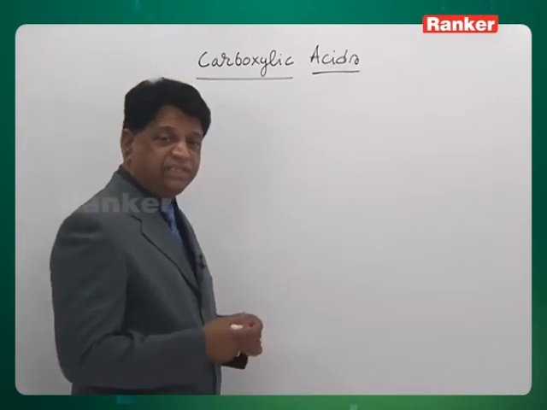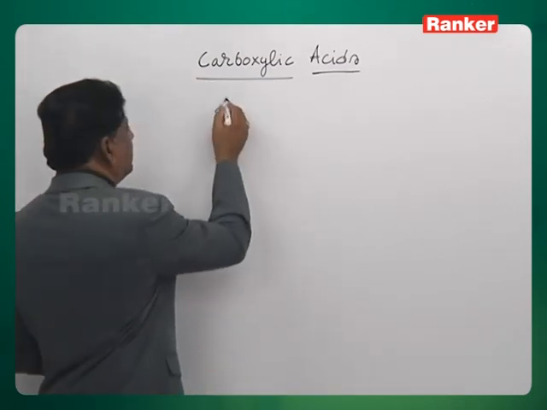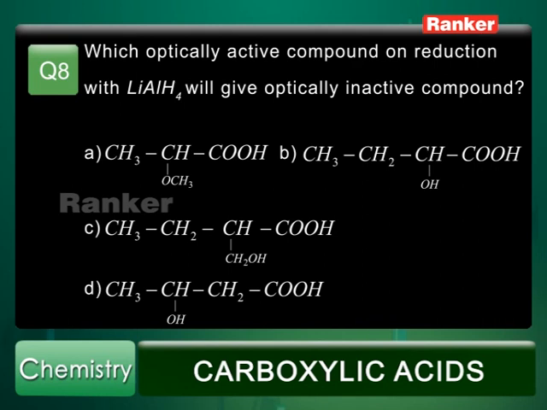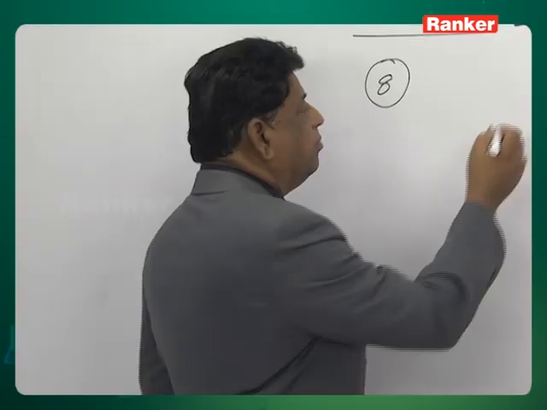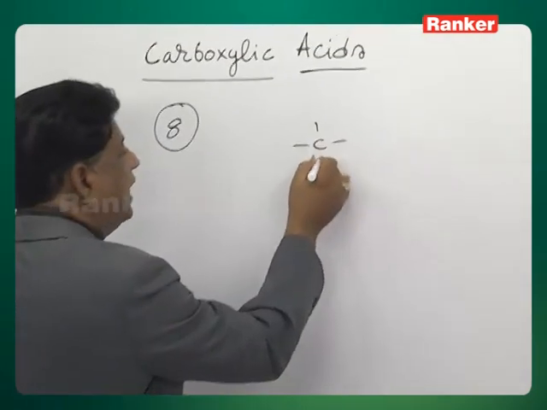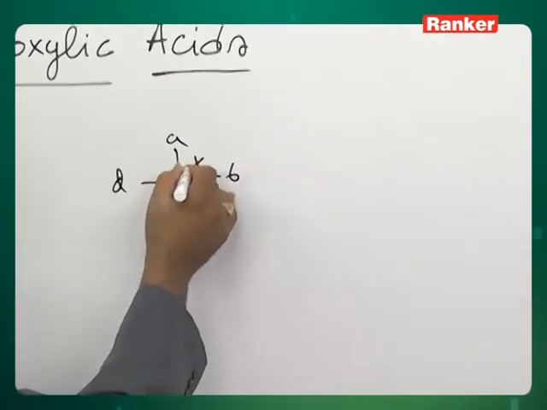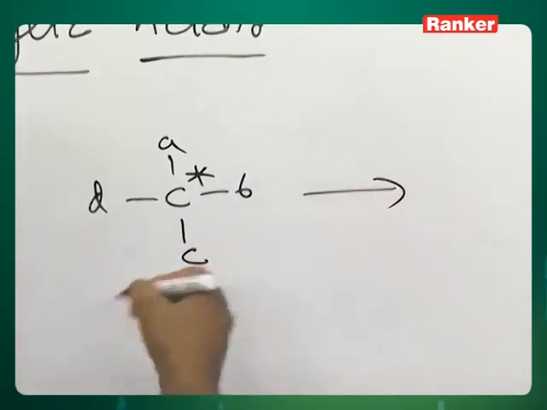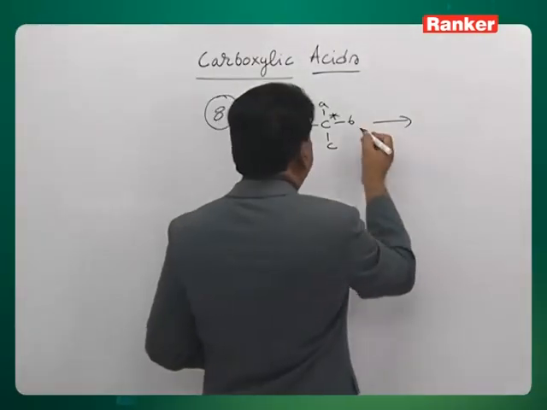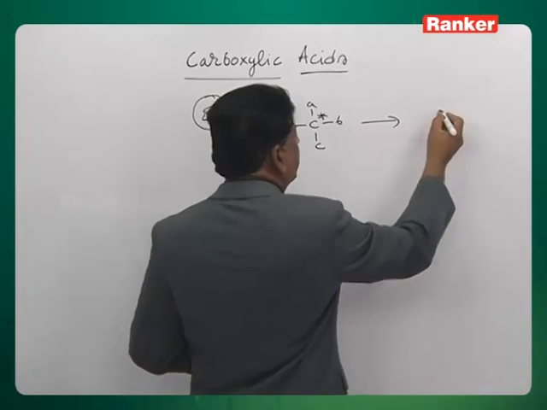So, let us go for question number 8. The question goes like, which optically active compound on reduction with lithium aluminum hydride will give an optically inactive compound? Originally the compound should be optically active. Optically active means a compound containing a chiral carbon with A, B, C, D. After the reaction, some identical groups should be formed.